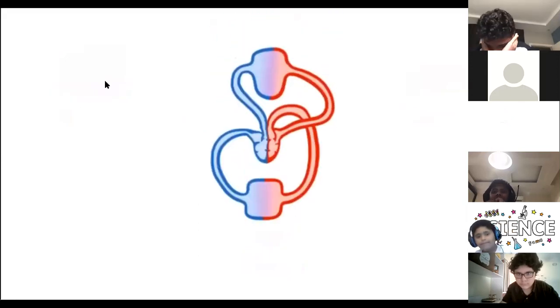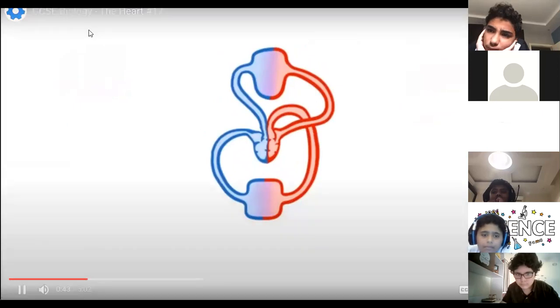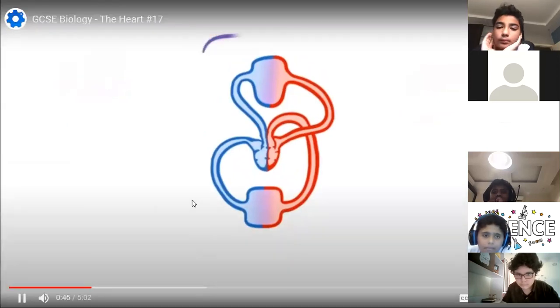As you can see from this image, you can actually think of the circulatory system as a double circulatory system, because there are two distinct loops.